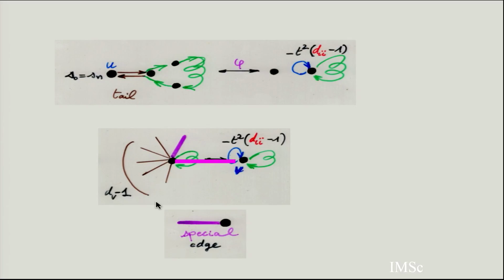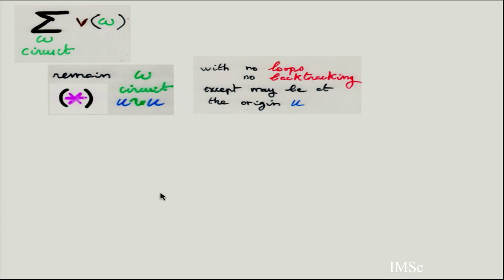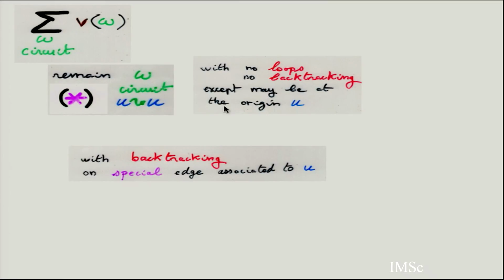The idea is to kill everybody, except at the origin there is some special thing happening. There are two colors in the loops. There are two possibilities: to cancel the tail or to cancel the backtracking. And I am in trouble because what remains in this involution is a circuit with no loop, no backtracking, except maybe at the origin. Maybe at the origin there is some special backtracking on the special edges where you cannot kill the edges.